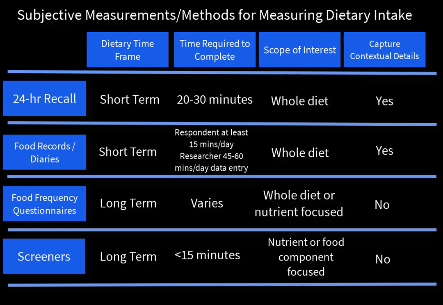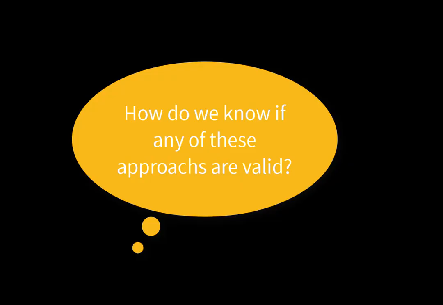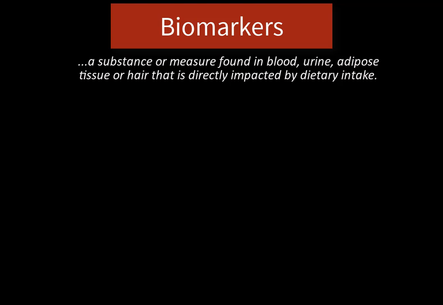With all of them, you may consider that we have so many problems of measurement that how do we even know that any of these approaches are valid? But we have ways to verify them, and they're called biomarkers. A biomarker is a substance or a measure found in blood, urine, your adipose tissue, or your hair that is directly impacted by dietary intake.